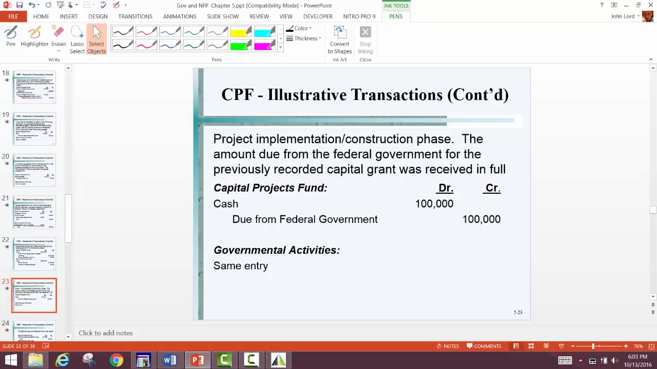And the federal government sends me the money. Weren't they supposed to send me 100,000? Remember I set that up as due to? Remember I set it up as due to and I took the revenue. Now they finally send me the money. So I debit the cash. I credit the due to.